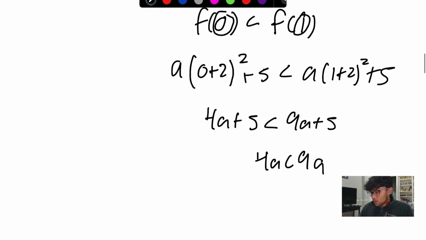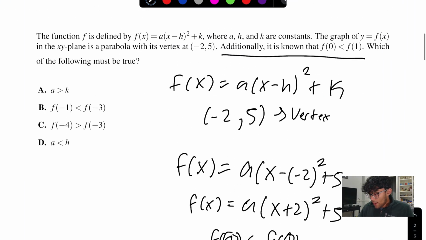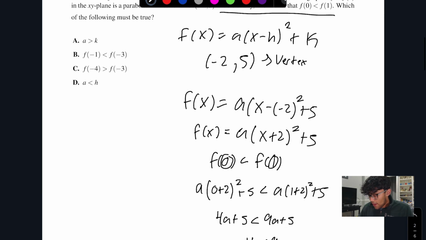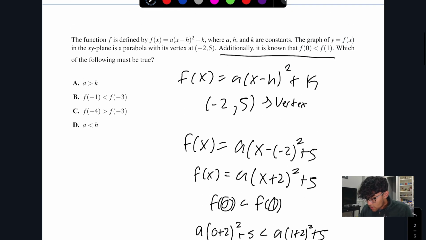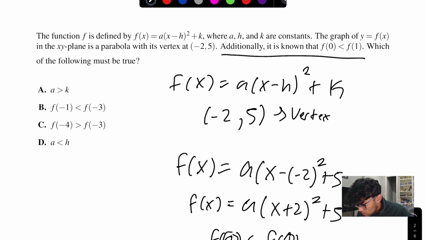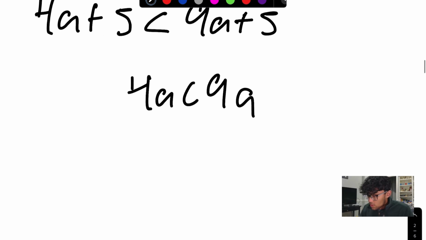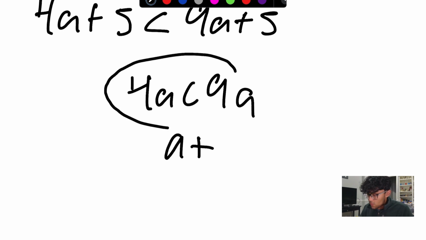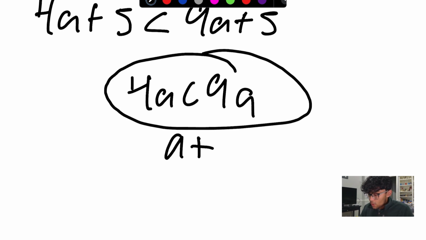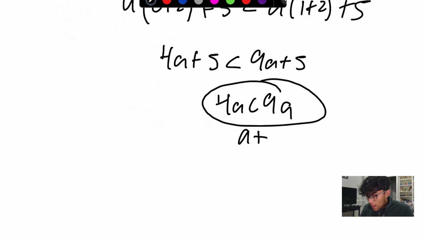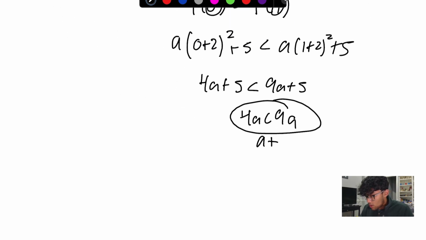Okay? So there's no way to actually get a from this inequality. I don't think there's anything else I can use in the question to get a. So what does this tell us? Well, this would tell us that a is a positive value, right? Because if a was a negative value, then this inequality would obviously not hold. It would go the other way around. So we know that a has to be a positive value. We just don't know what a is.